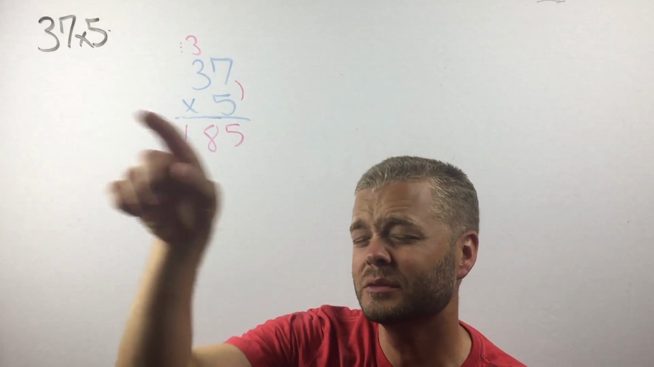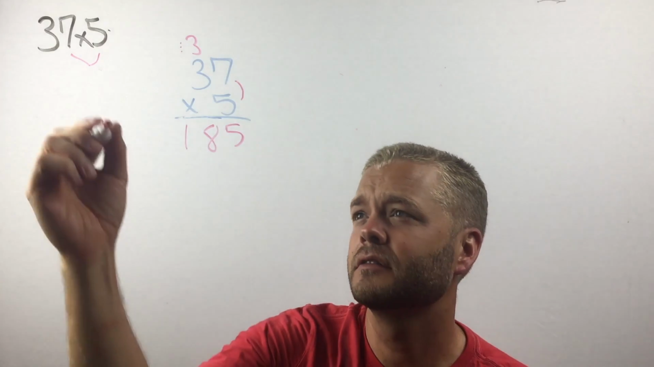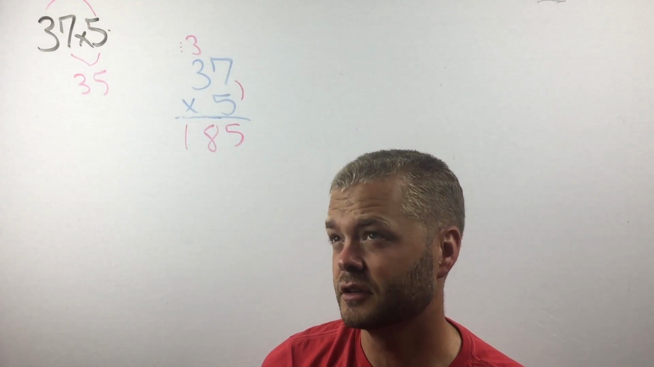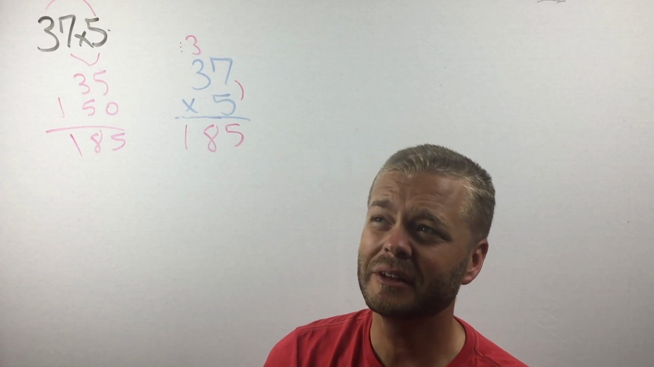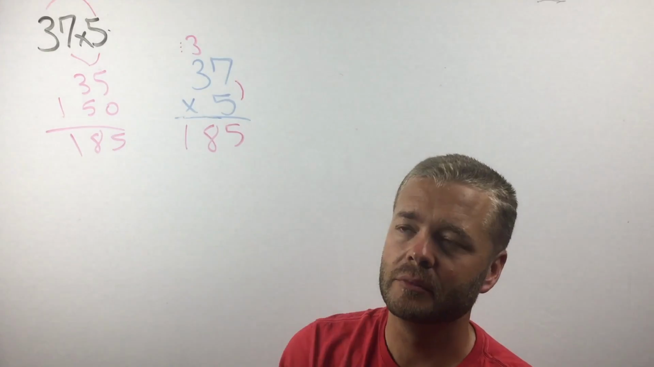So could we do it this way? 5 times 7 is 35. 5 times 30 is 150. Yeah, sure, but no. It's complicated. I mean, you could, yeah, but this is the best. This is the most practical.